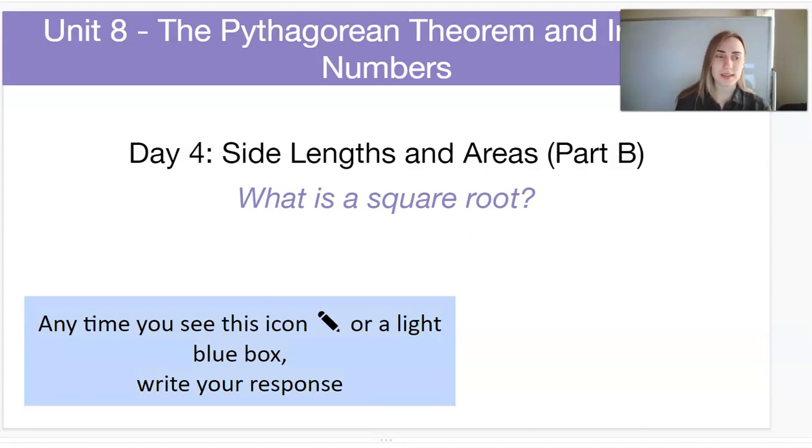I'm an 8th grade math teacher, and today we are working on day 4 of Unit 8, the Pythagorean theorem and irrational numbers. And we're working on side lengths and areas part B. Our big question for today is, what is a square root? So by the end of this lesson, you should understand what a square root is and recognize it when you hear it.